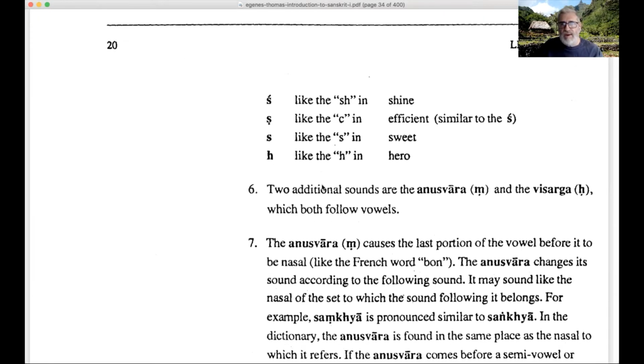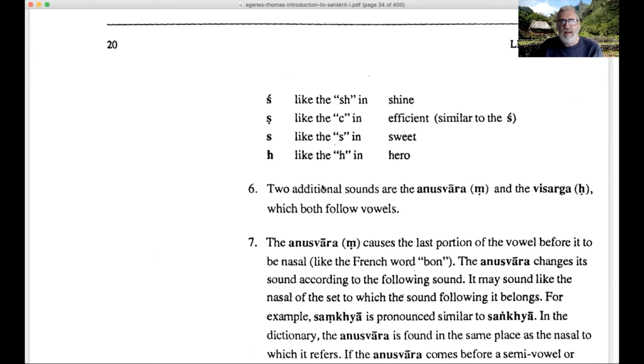Now we have how to pronounce the sibilants and the aspirate. The palatal S, the one with the acute accent on top of it, that little dash going from bottom to top, left to right, upwards, is called an acute accent, and it's like the SH in the word shine. The other one, the S with the dot under it, the cerebral one, is like the C in efficient.